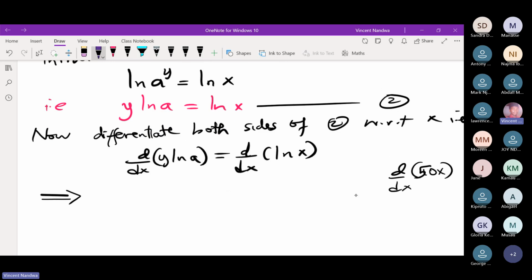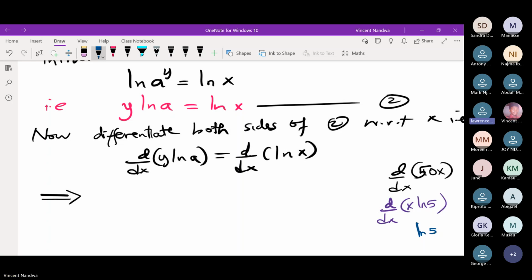Still hard. So what will be the d dx of x ln of 5? ln of 5 is just a number. The way you are viewing 10x and 50x, 10 and 50 are just constants. So ln of 5 is still just a number. So d dx of x ln of 5 is ln of 5, correct. So then now, what would be d dx of y ln of a?